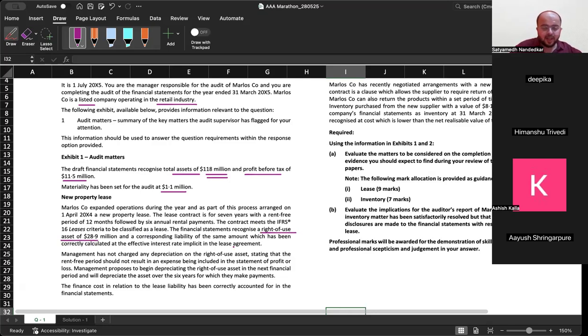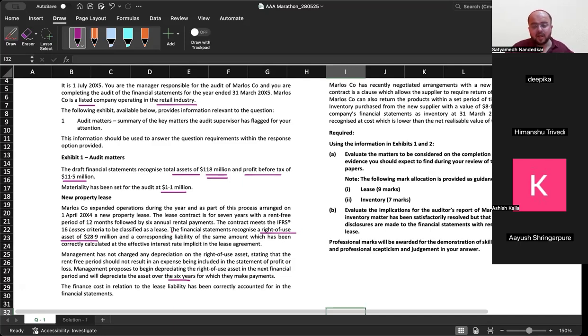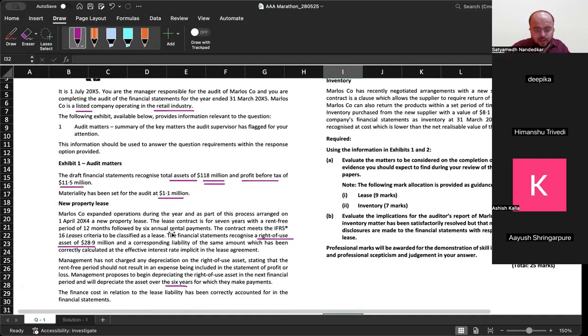28.9 and a corresponding liability of the same amount. Management has not charged any depreciation on the right of use asset, stating that the rent-free period should not result in an expense being included in the statement of profit or loss. Management proposes to begin depreciating the right of use asset in the next financial period and will depreciate the asset over the 6 years for which they make the payment. The finance cost in relation to lease liability has been correctly accounted for in the financial statements.